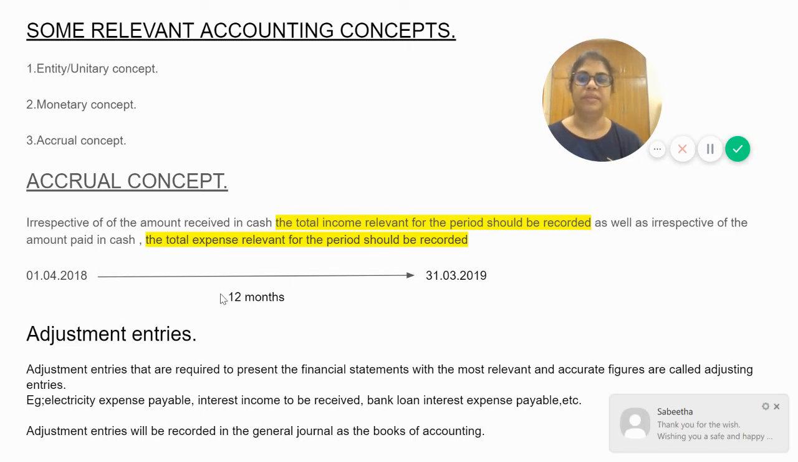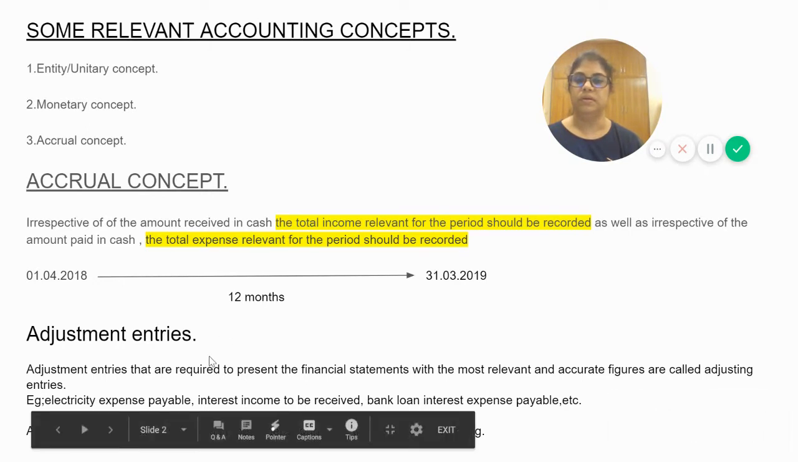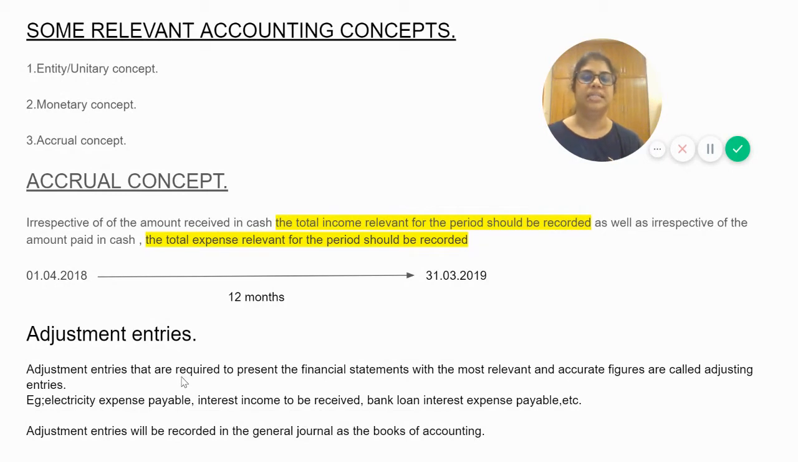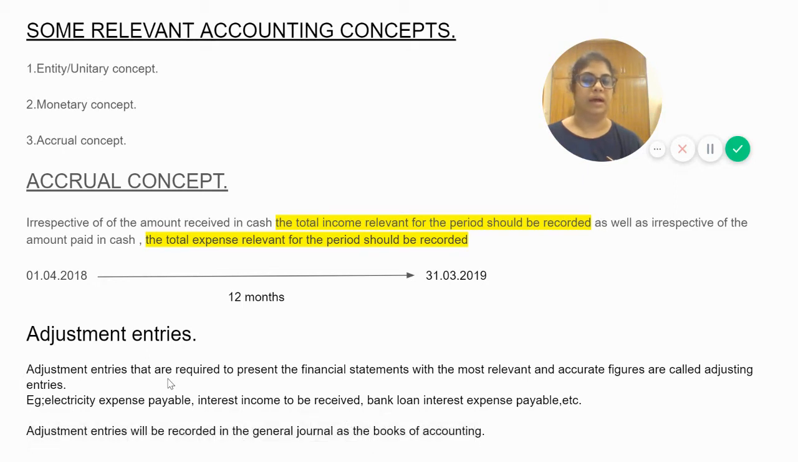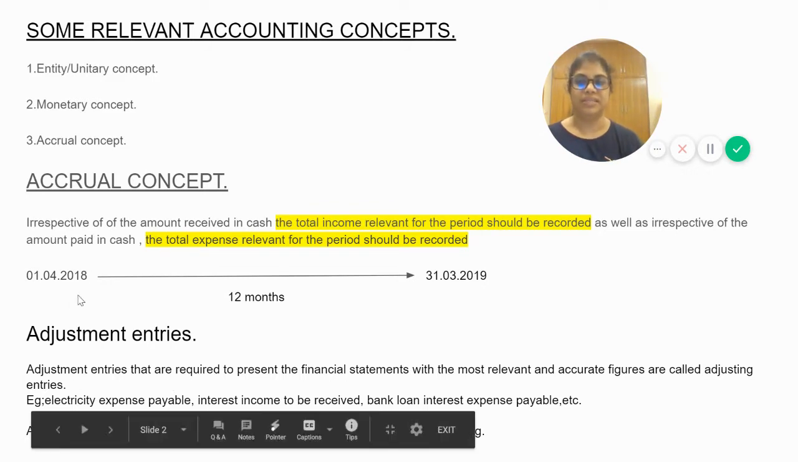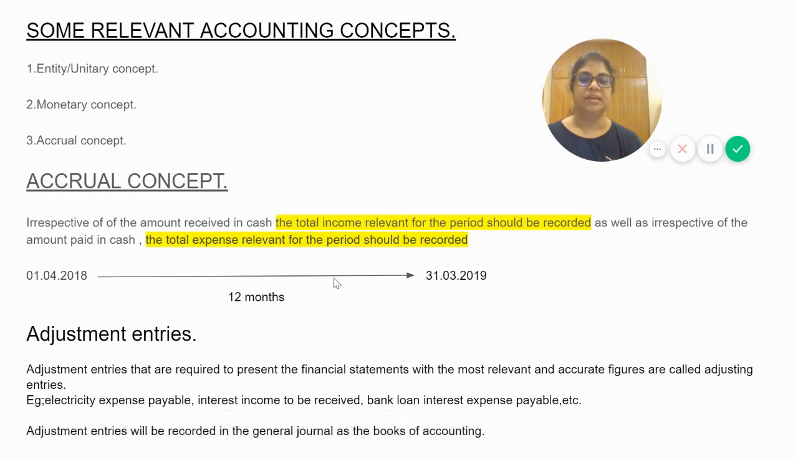Now, let's see what these adjustment entries mean. Adjustment entries mean, according to the accrual concept, whether you have received it or not. Practically, in a business within these 12 months, some incomes will not be received by the business. The cash won't be received. That income won't be received by the business.